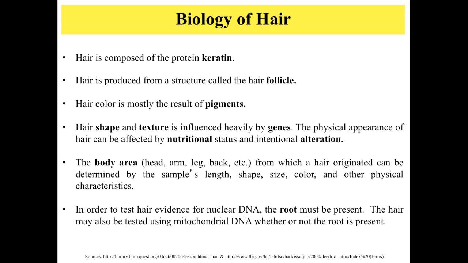The body area, so your head, your arms, legs, back, etc. from which a hair originates can be determined based on the sample's length, shape, size, color, and other physical characteristics. We can test DNA from hair. If we're looking for nuclear DNA, then we must have the root present. We can also test for mitochondrial DNA, which is DNA found strictly in the mitochondria inside of the cell, and that can be tested whether the root is present or not.